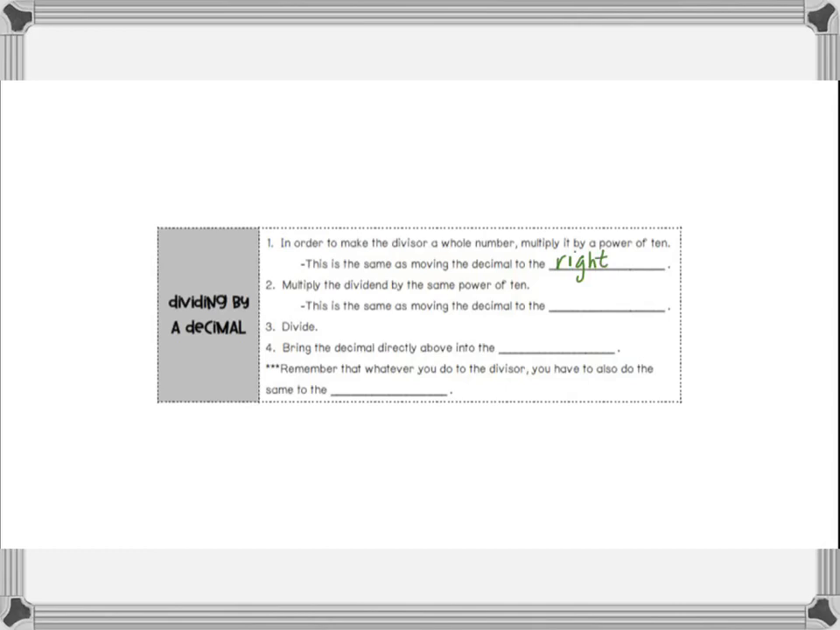Whatever we do with the divisor, we have to do with the dividend. So we have to multiply by that same power of 10, which again is the same as moving the decimal to the right. Once we've moved those decimals to the right in both numbers, we can divide. Make sure you remember to bring the decimal directly above into the quotient. This is where that neatness is important. Make sure that you're keeping everything in order and nice and straight. You also have to remember that whatever you do to the divisor, you also have to do the same to the dividend. You have to do the same thing to both of those numbers.